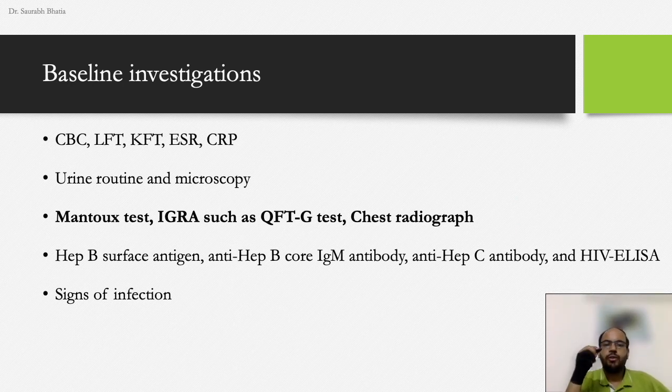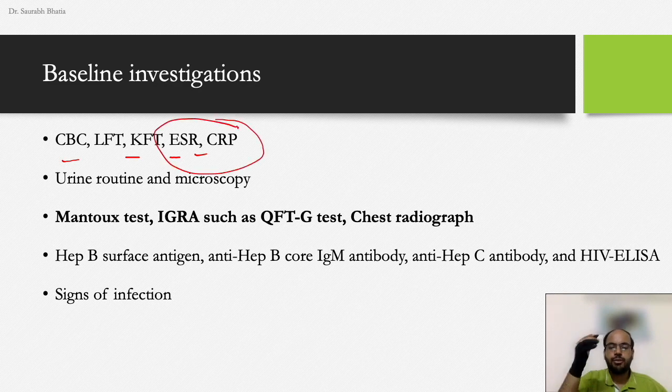Okay. So now we know what infliximab is and how to store infliximab vials. We have already decided in which patients you can give infliximab. Now, what are the baseline investigations you have to do before considering infliximab in a patient? These are the same as what we do for adalimumab. So CBC, LFT, KFT, ESR, CRP. You have to do this to see how your patient is responding. You measure the decrease in ESR and CRP.